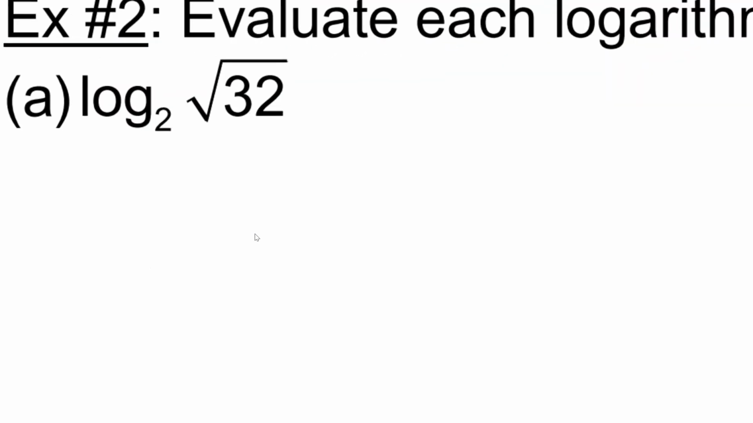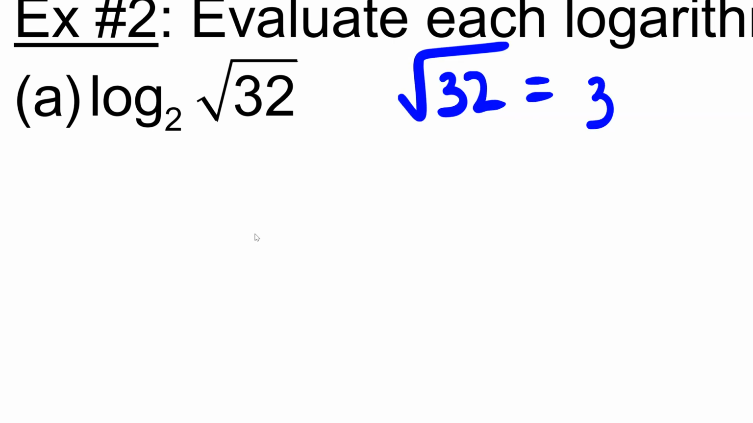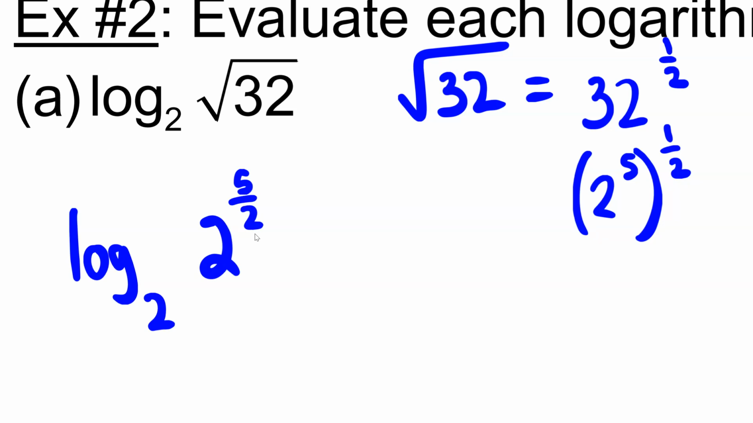So evaluate each logarithm. Okay, so we have base 2. If I could rewrite the inside as 2 to some power, that would be great. So let's think. Root 32 is the same thing as saying 32 to the 1/2 power, exactly. And up above, we know 32 is the same thing as 2 to the 5th. So I have 2 to the 5th to the 1/2 power. So what's my actual exponent here? 2 to the 5/2. So I'm going to rewrite this as log base 2 of 2 to the 5/2.